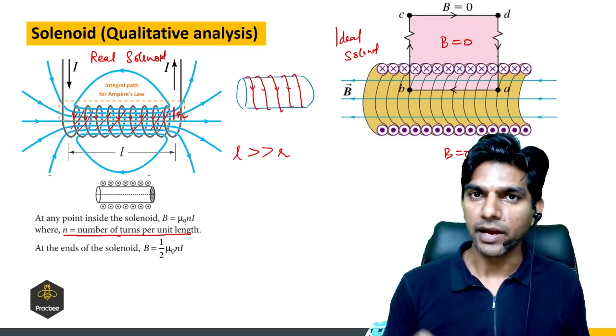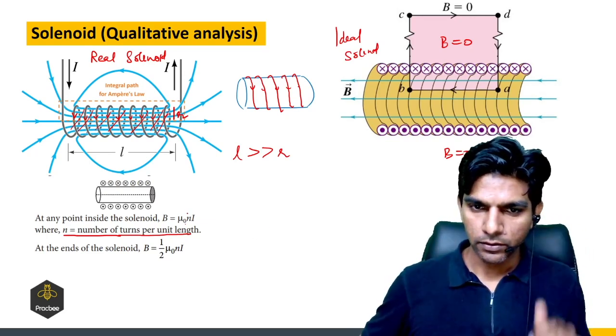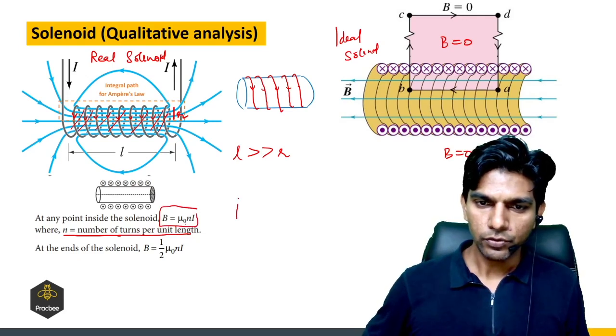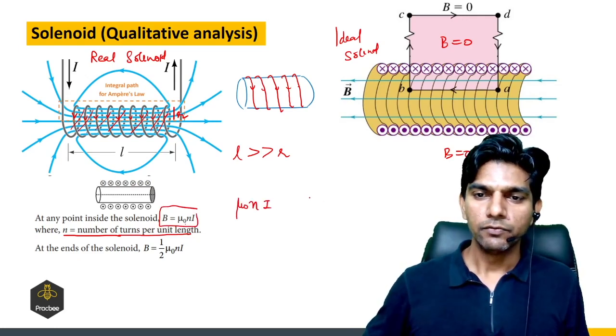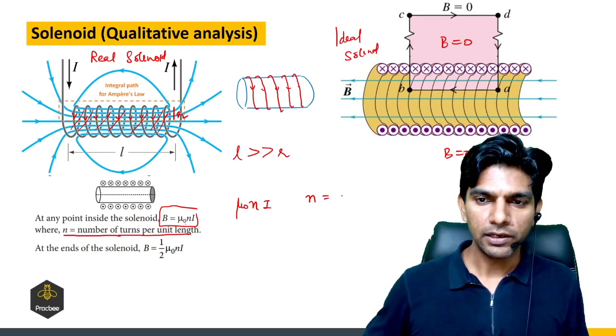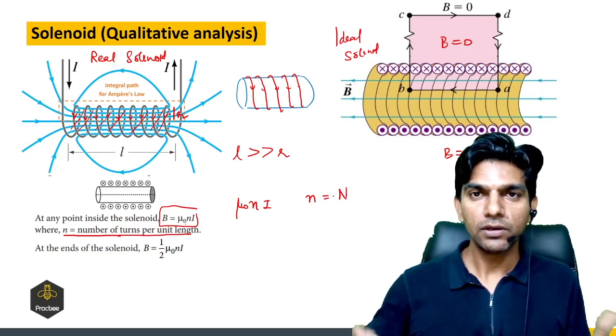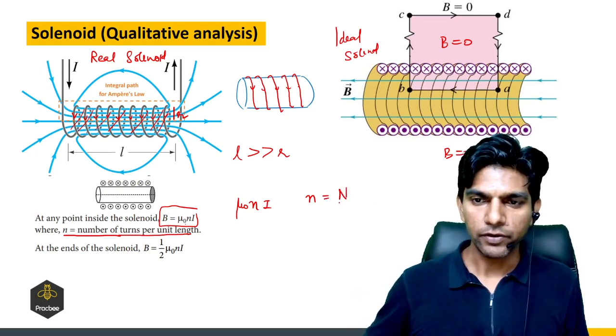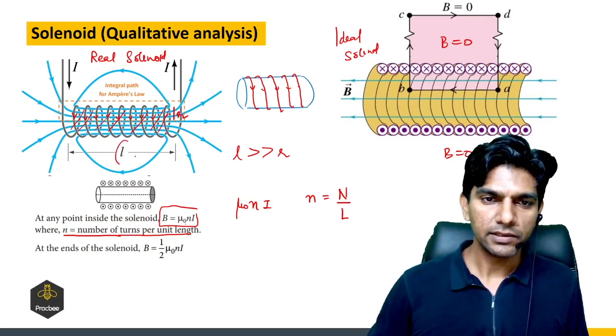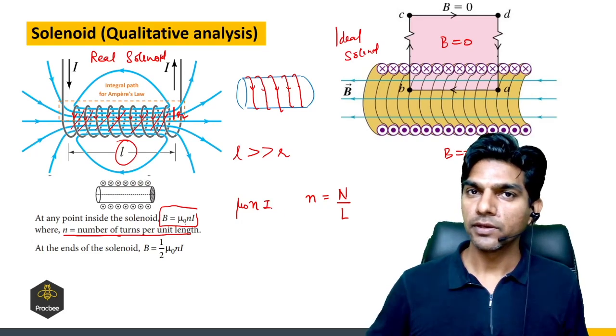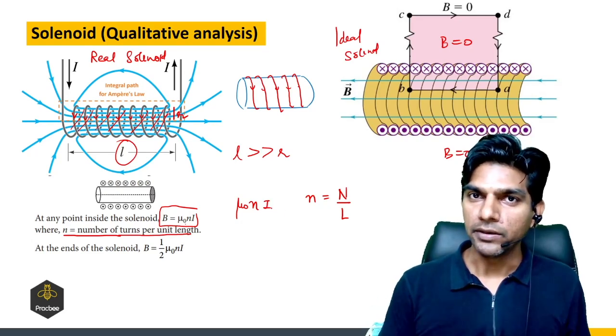We can treat it as an ideal solenoid. Do remember this formula: mu naught n i, where n is the number of turns per unit length. So if the overall number of turns in the solenoid is N, and I divide this by the length L, then this gives you the number of turns per unit length. So the unit of small n will be meter inverse.